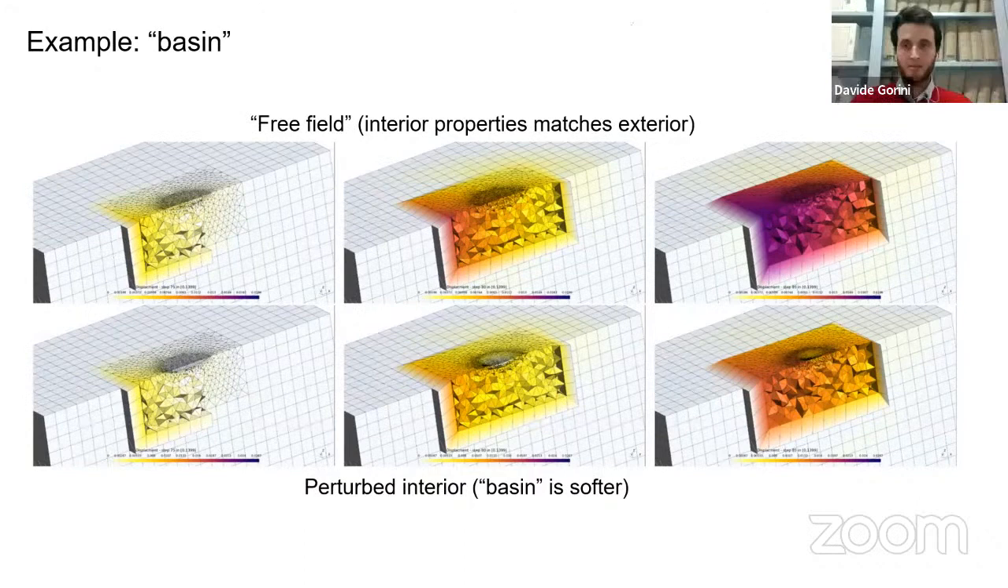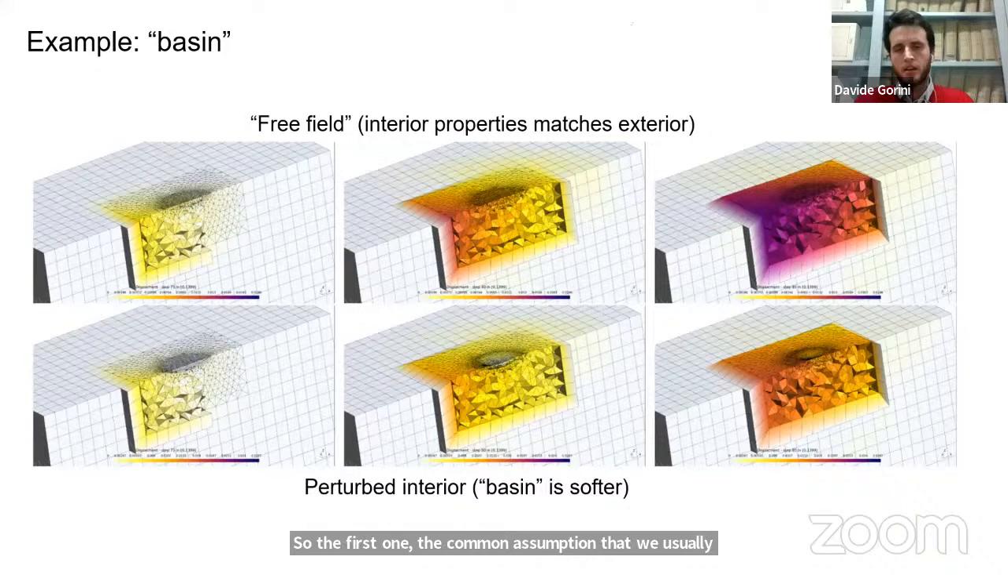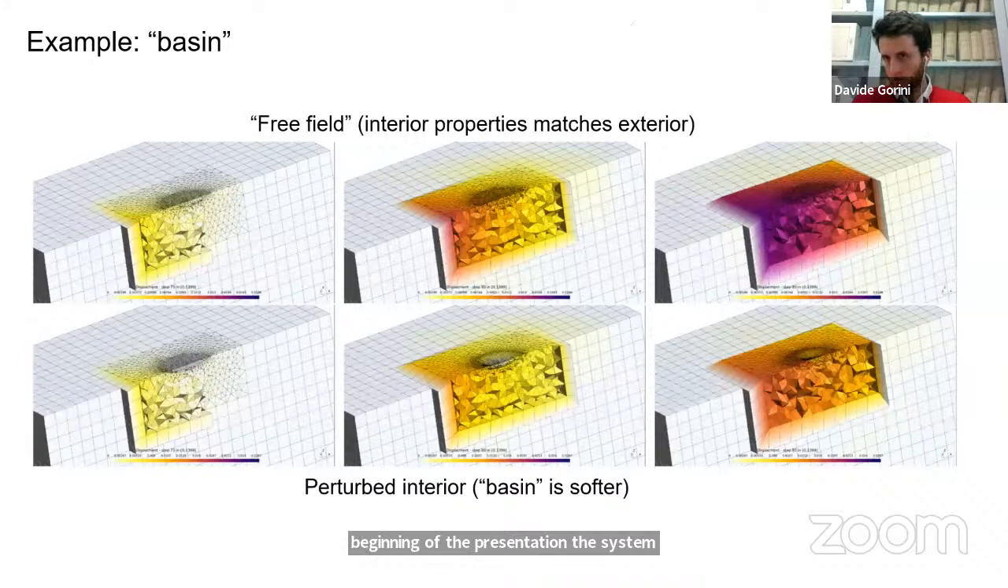First of all, thank you for this very interesting presentation. I think that this approach is very useful because in this manner we can simulate the multidirectional propagation of seismic waves. But I have some curiosities. The first one: the common assumption that we usually use in a coupled soil-structure model is to apply, as you showed at the beginning of the presentation, the seismic motion at the bedrock or something like that, so in correspondence of a layer characterized by a much higher stiffness with respect to the superficial layers.